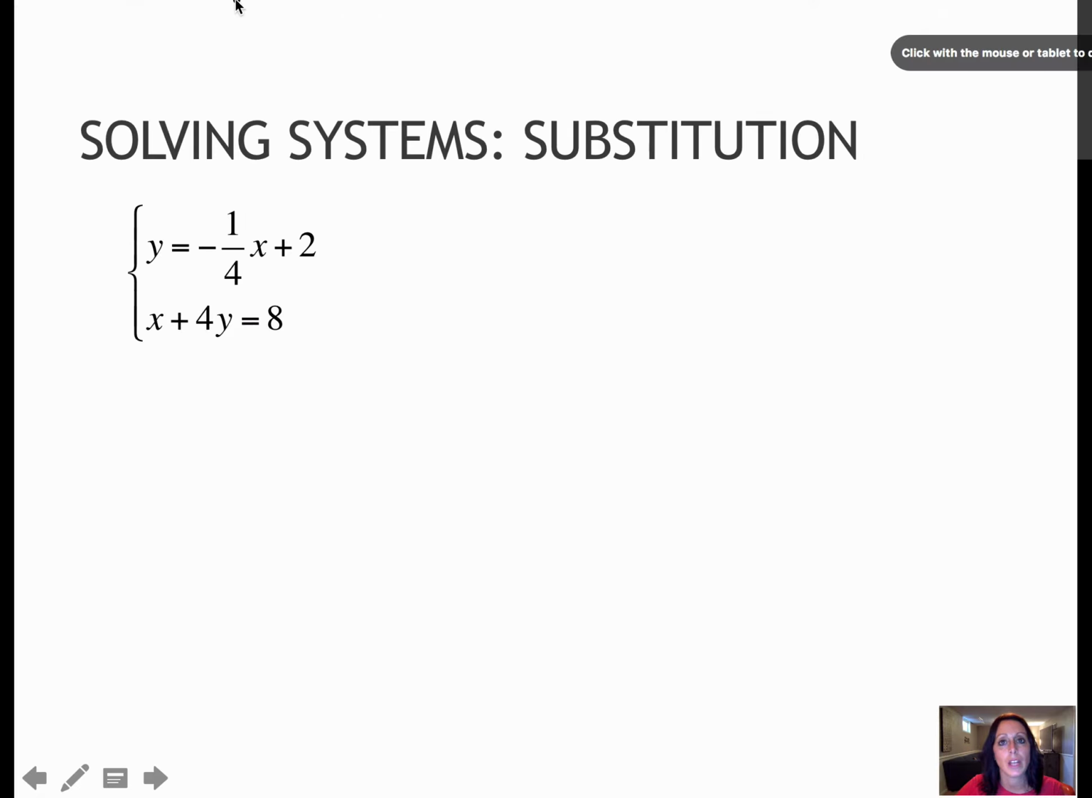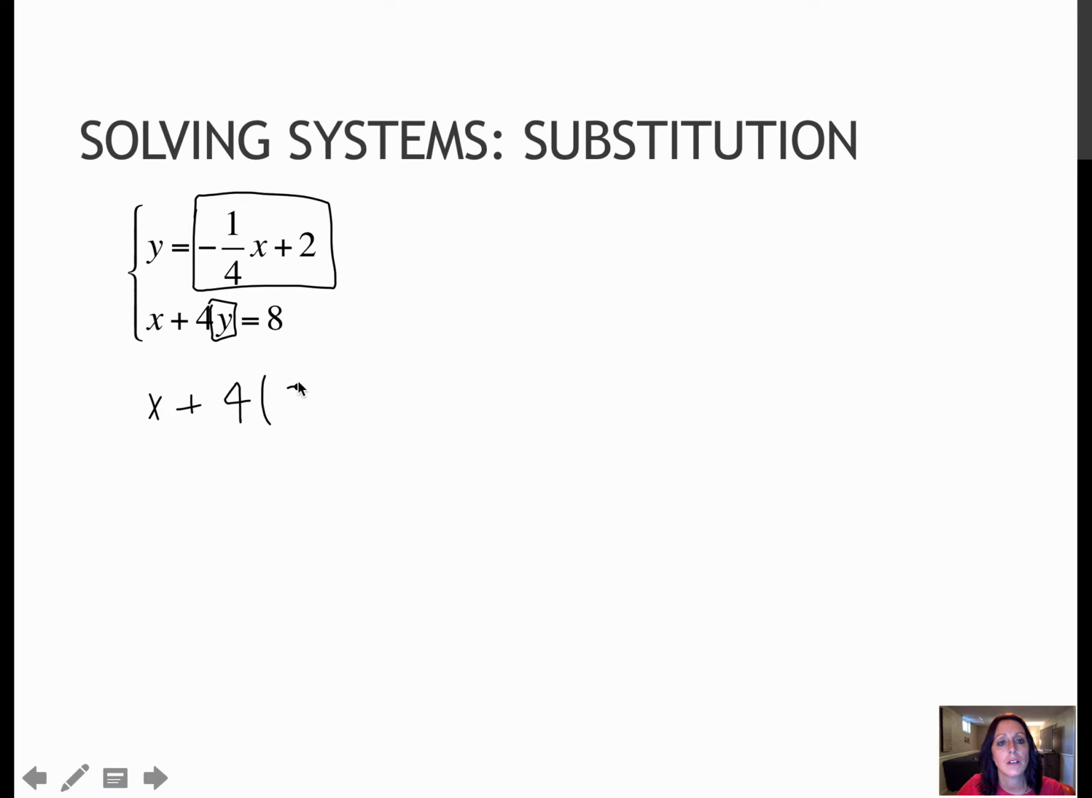So of course our last one was the same line twice, so watch what happens here. I have all of the values that y is equal to that I'm going to plug into this equation. x plus 4 times -1/4 x plus 2 equals 8. I'm going to distribute that 4. 4 times -1 is -4, divided by 4 is -1x. 4 times +2 is 8.